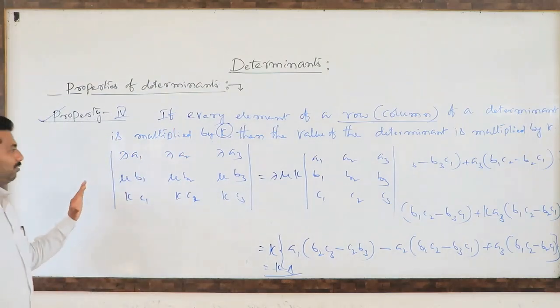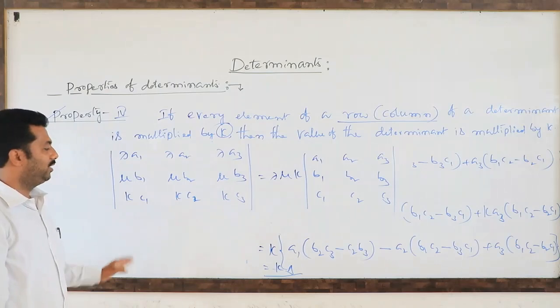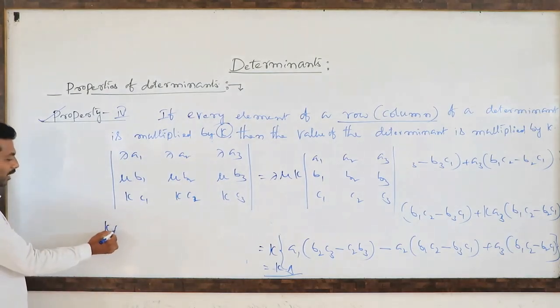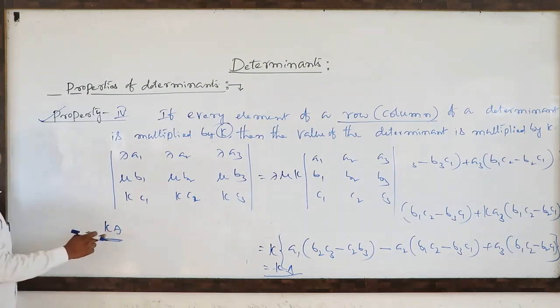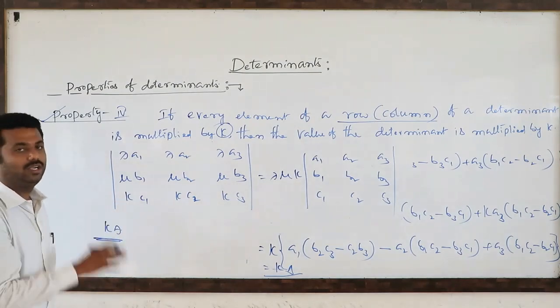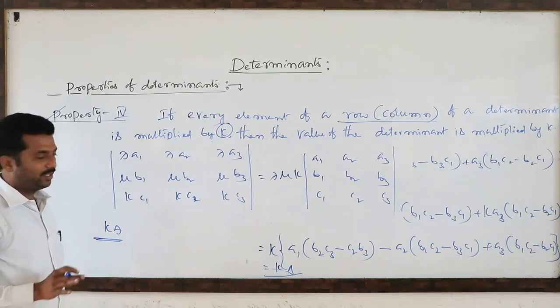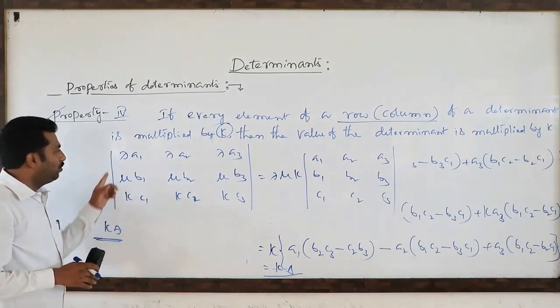Now, like that we have. You remember one concept. In the matrices, see here, suppose K into A means multiplication of a matrix by a scalar, means each and every element we have to multiply. In determinants, not like that.